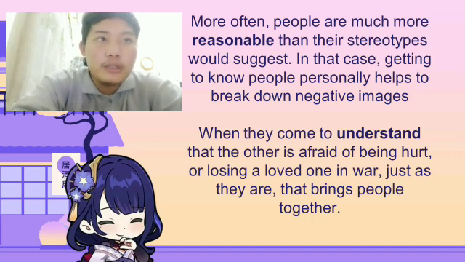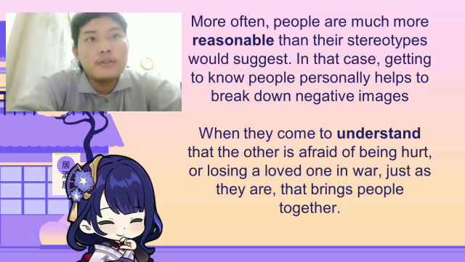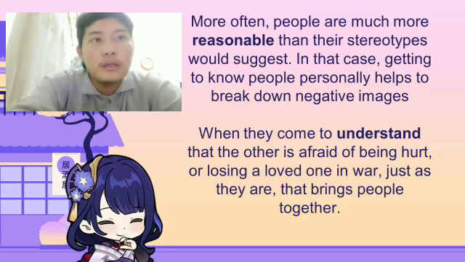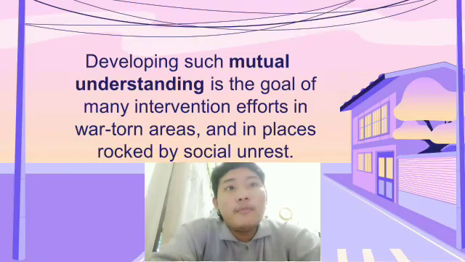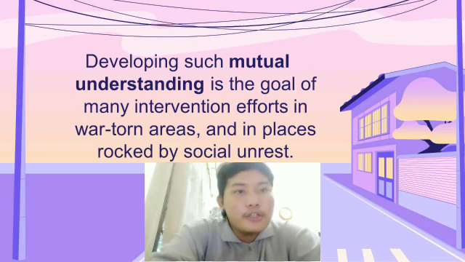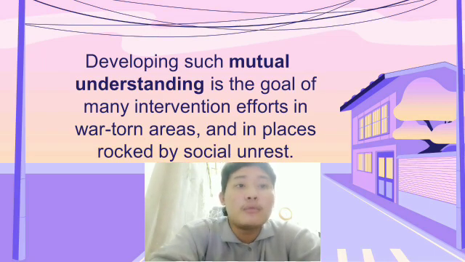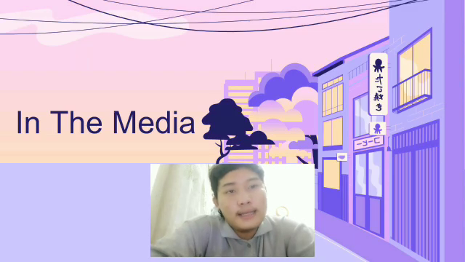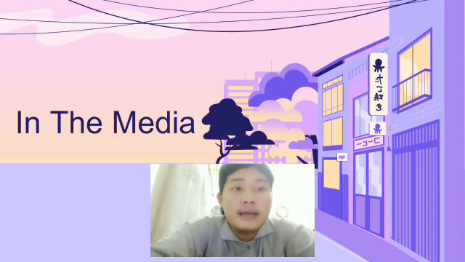When they come to understand that the other is afraid of being hurt or losing a loved one in war, just as they are, that brings people together. Developing such mutual understanding is the goal of many intervention efforts in war-torn areas and in places rocked by social unrest. The second one is dealing with stereotypes in the media.